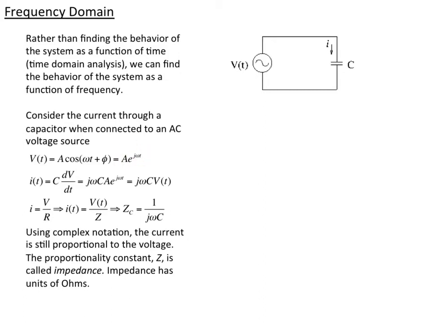Now to find the current through the capacitor we just use its IV characteristic. So the current is C dV/dt, and we've said what V is, so we just have to take the derivative of A e to the j omega t, which brings down a j omega, and we see that the current is just j omega C times V(t).